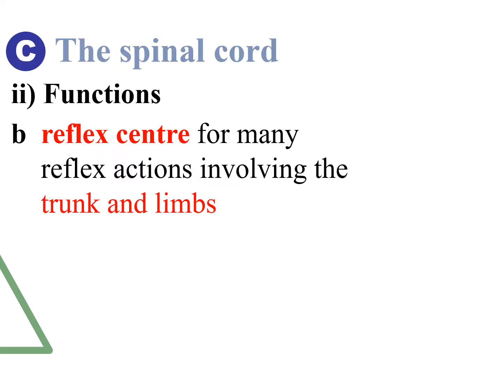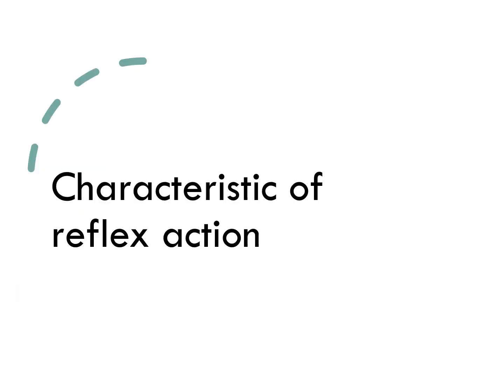Another function of the spinal cord is to act as a reflex center for many reflexes involving the trunk and the limbs. That means the part below your neck. As stated before, your spinal cord acts as a reflex center for reflex action to occur below your neck region, that is the trunk and the limbs. What are the characteristics of reflex action?